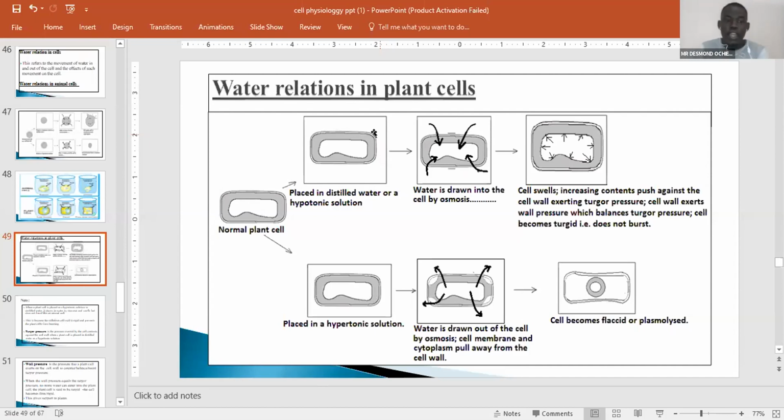So when we know that, first of all, it is important for us to understand the structure of a plant cell. If you look at the structure of a plant cell, it is a bit different from that of the animal cell. In other words, the plant cell is made up of the outer covering, which is called the cell wall. Then just beneath the cell wall, we have got the cell membrane.